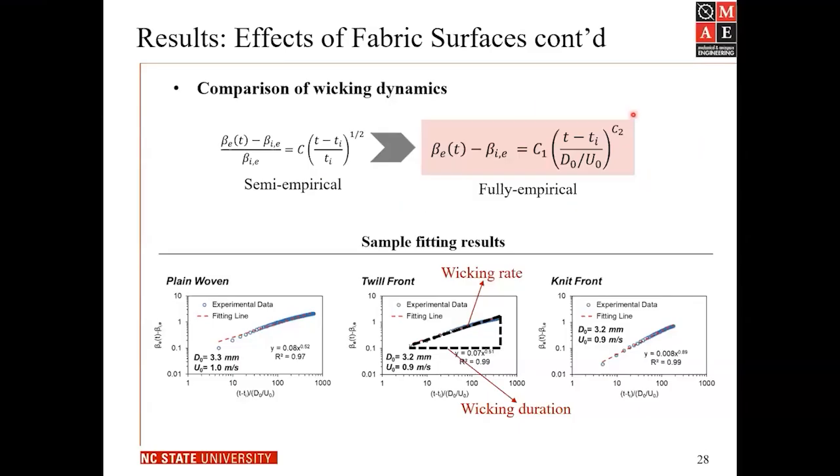This is the same semi-empirical equation that Tigan had, and the final empirical where we allow this exponent to vary. We'll see why in a second. You can see the curve fits are pretty good. But we'll see that here for the knit, this exponent is not a half, it's a 0.9 in this case. And so that doesn't fit the semi-empirical equation. It has to be modified to take into consideration the knit.